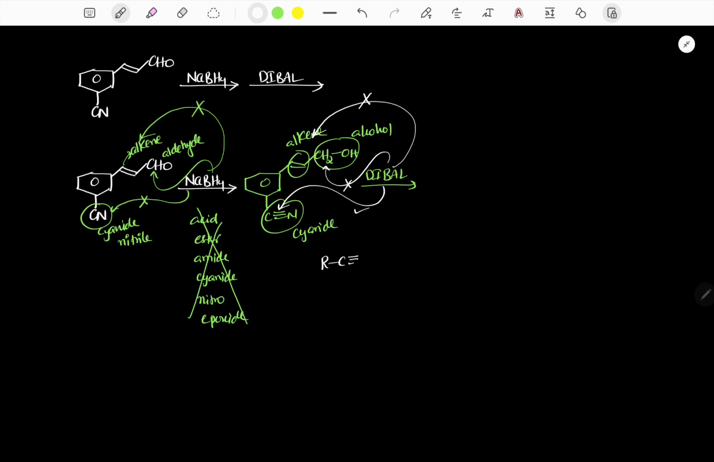When the cyanide is treated with DIBAL, diisobutyl aluminum hydride, H minus attacks on the carbon, and the pi bond is shifted. The corresponding product is RCH=N-aluminum isobutyl.